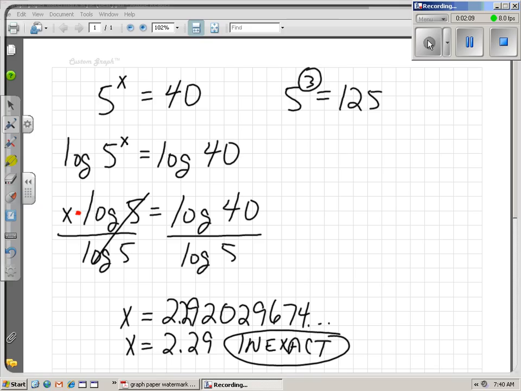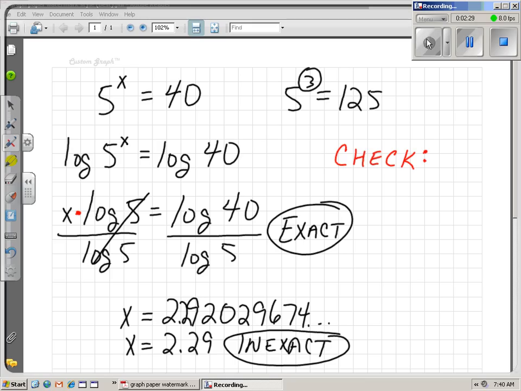Now, it's a good solution. It'll work. But if you want the exact answer, we would leave it in log form like that, log 40 over log 5. We're expressing the answer exactly. If we go ahead and take it to a decimal and round it a little bit, now it's inexact, but it's still pretty good. All right, let's check our answer real quick.